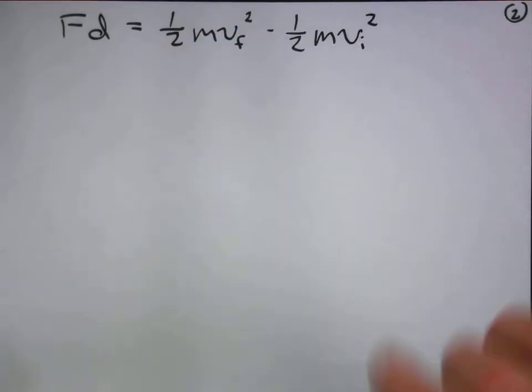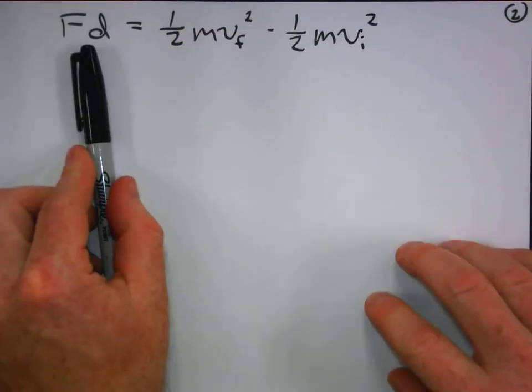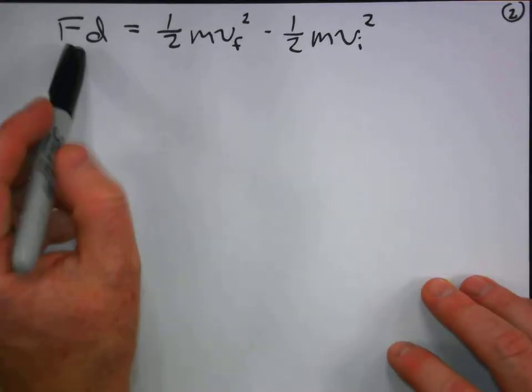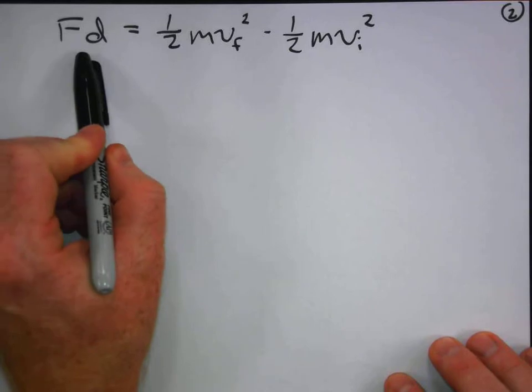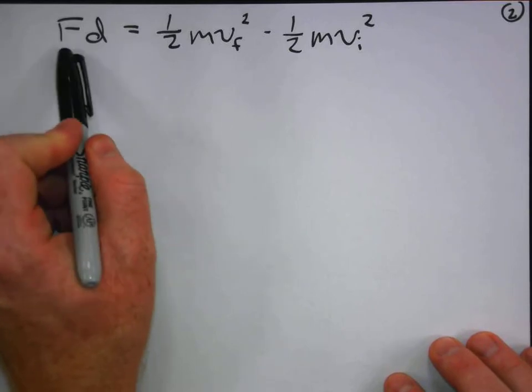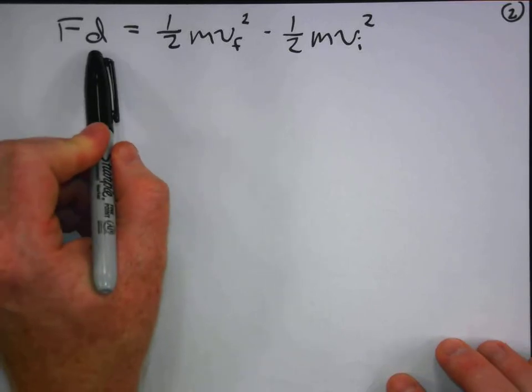Okay. And on the left, here's what's going on. We have this stuff that's happening. This side describes something that was done to the system or done to the object. There was a force applied to the object, and the object moved a certain distance.